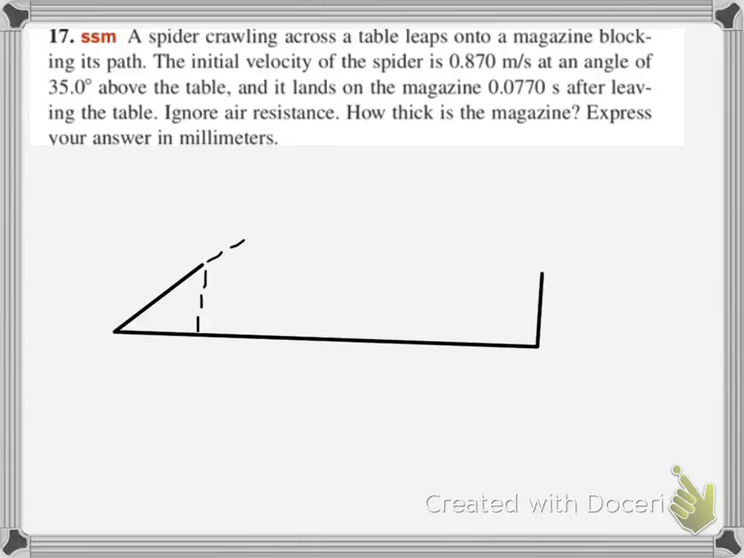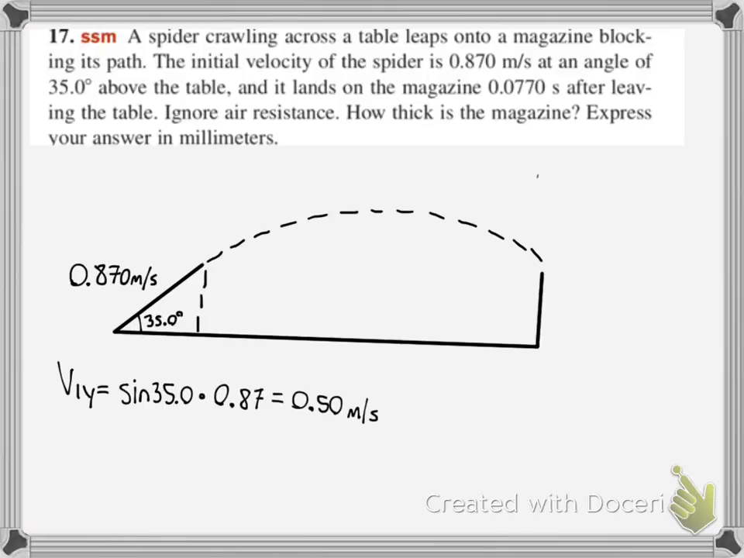Okay, so we start off by drawing our diagram, and this is the path that the spider would take. Notice how the spider isn't landing again at the same height at which it started off, because it's landing on a magazine. So we would draw that at the end here. Then we have initial velocity of 0.87, an angle of 35 degrees, and we start off by writing our initial velocity in the y. Our initial velocity in the y is sine of 35 times 0.87 to give us 0.5.